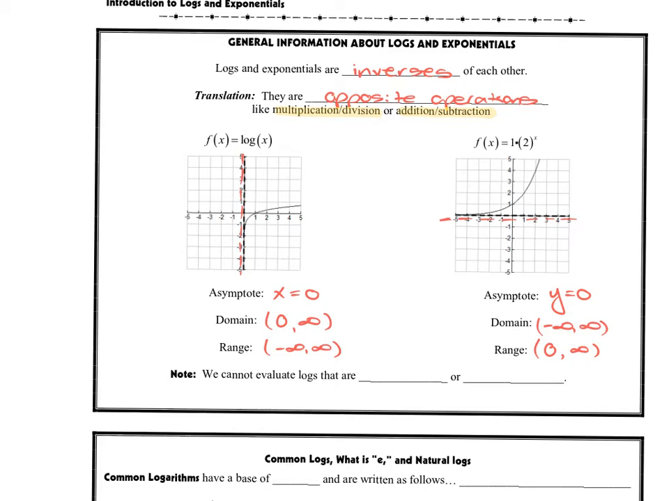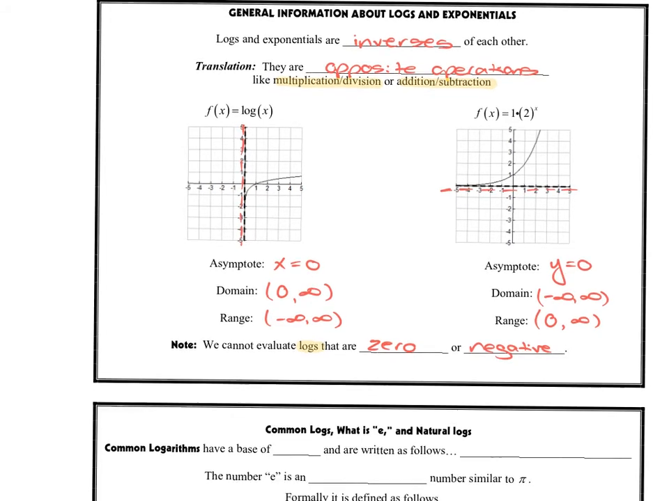So what I want you to notice specifically about our logarithms is that, since they have a restricted domain, we're going to have some rules we need to follow. Our logarithms cannot be evaluated when the argument is either 0 or negative. So this actually combines together the ideas that we've been using with our fractions and our even roots. It puts it all together into one problem.